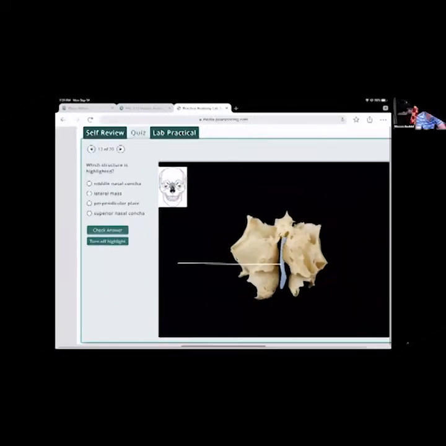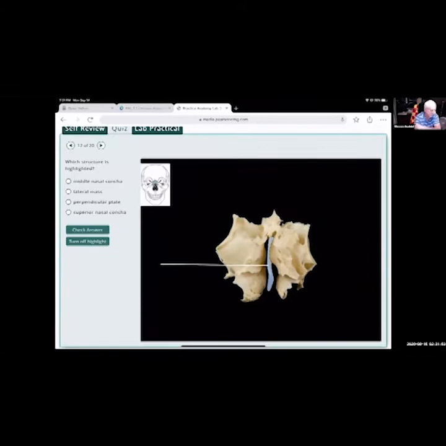That is the ethmoid bone. And what is it highlighting? The perpendicular plate. Perfect. That's a perpendicular plate. It runs perpendicular to the main axis of the ethmoid bone. And it separates what two structures into right and left? It goes right between and separates the medial nasal concha into the right side and the left side.